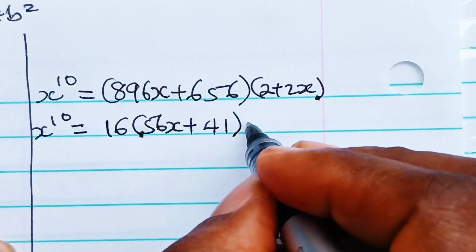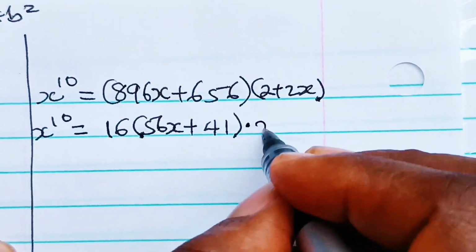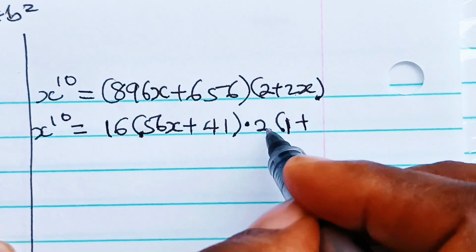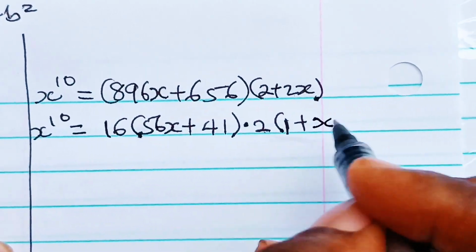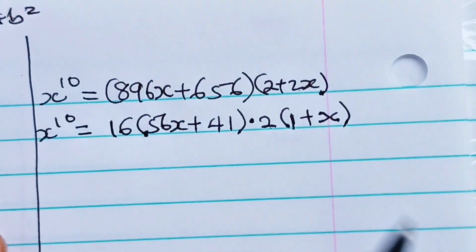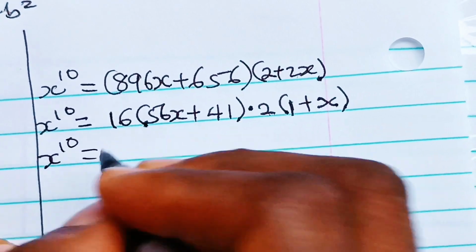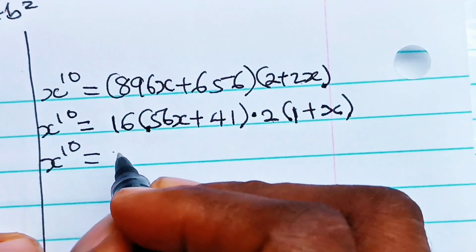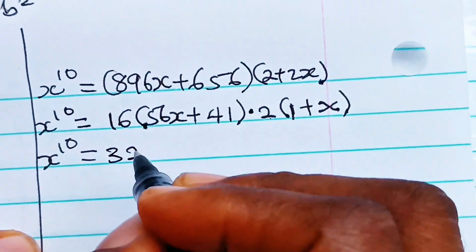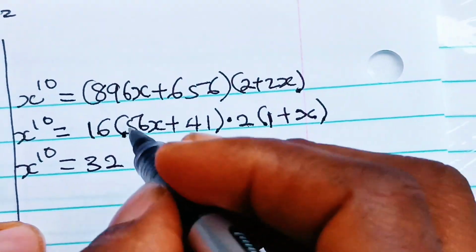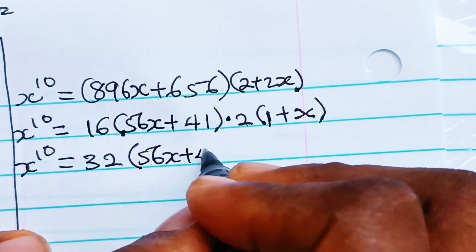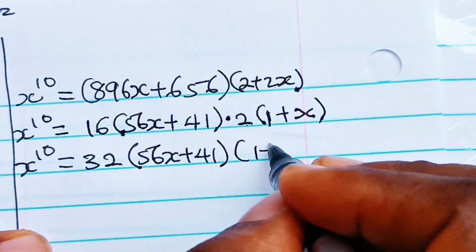Now here they have 2 in common. So multiply by 2, brackets. 2 divided by 2 is 1. 2x divided by 2 will give us x. Now we have x to the power of 10 is equal to, we can say 16 times 2 to give us what? 32. So we have 32, then bracket 56x plus 41, then bracket 1 plus x.